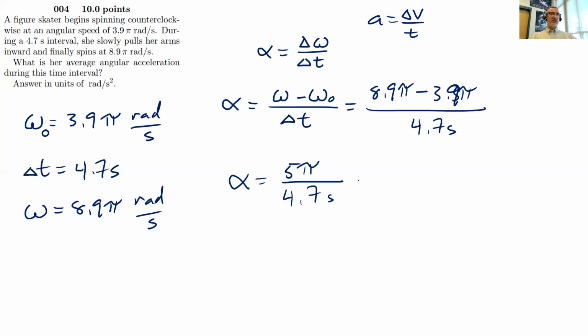seconds. And so that's going to give me a value of so many radians per second, because this is going to be radians per second, and that's per second. So that'll be radians per second squared, and that will give me the angular acceleration in terms of radians per second squared. So 5 pi divided by 4.7 would give me my angular acceleration in radians per second squared.